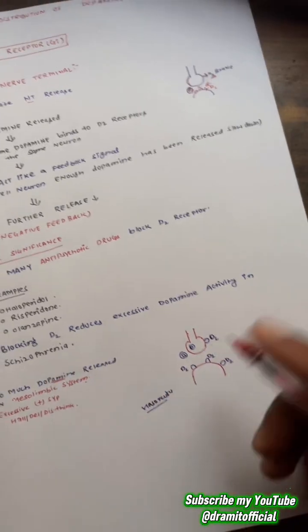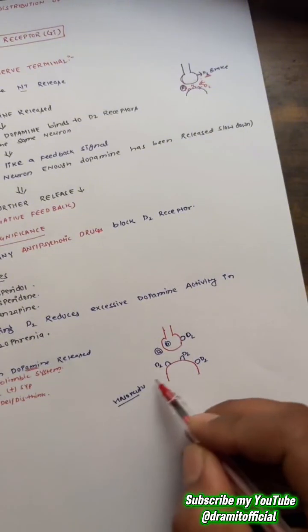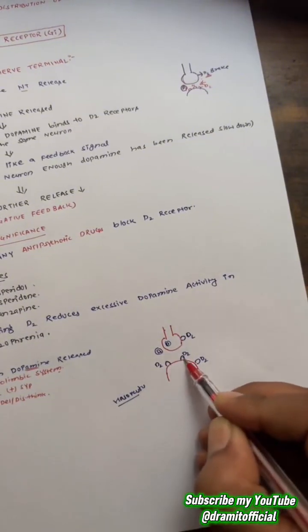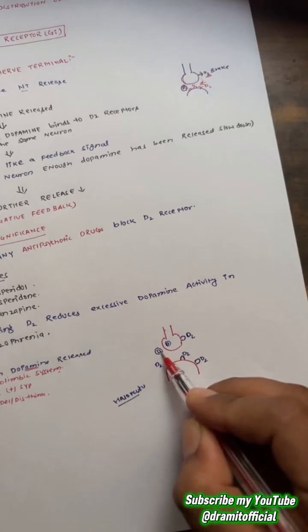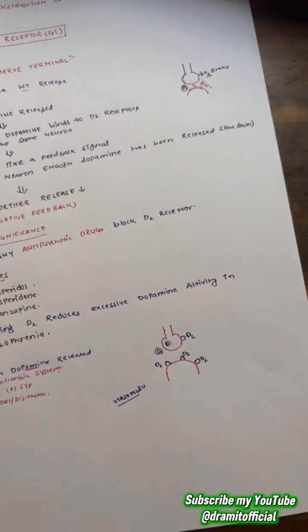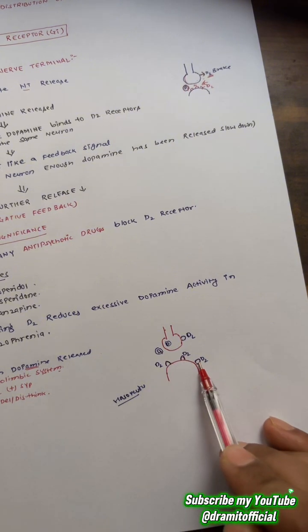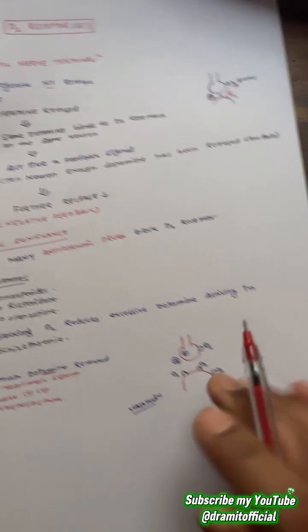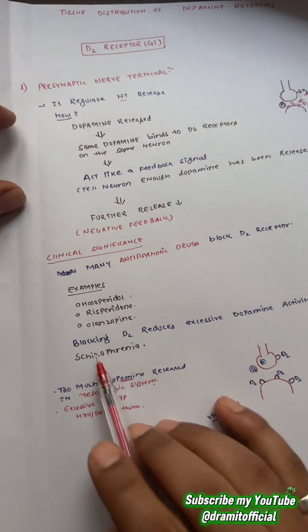So in those patients, if we give a drug like haloperidol, risperidone or olanzapine, then these drugs will bind to these D2 receptors. When these drugs bind to the D2 receptor, they don't let the dopamine bind over here. And when the dopamine does not bind to these D2 receptors, the effect will decrease. So this is how these antipsychotic drugs work in schizophrenia.